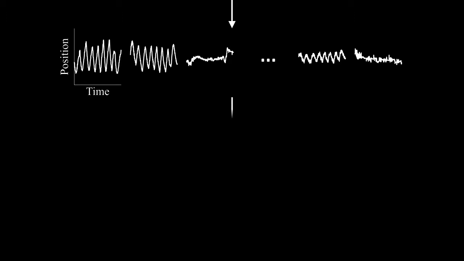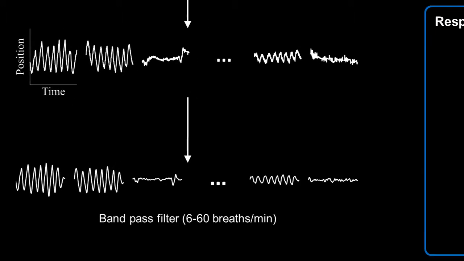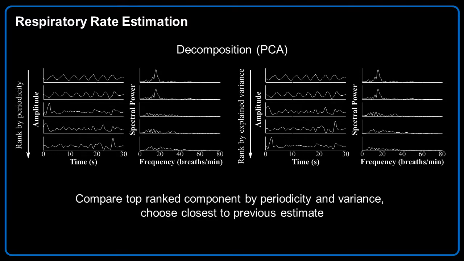For respiratory rate estimation, the point trajectories were bandpass filtered. We performed decomposition using principal component analysis and ranked the signals 2 ways, by the peak-to-power ratio or periodicity, and by explained variance. The respiratory rate estimate is the peak frequency of the power spectrum for the top-ranked signals. For smoothness, we compare the estimate produced by each ranking and choose the closest to the previous estimate, defaulting to the explained variance ranking if no previous estimate exists.